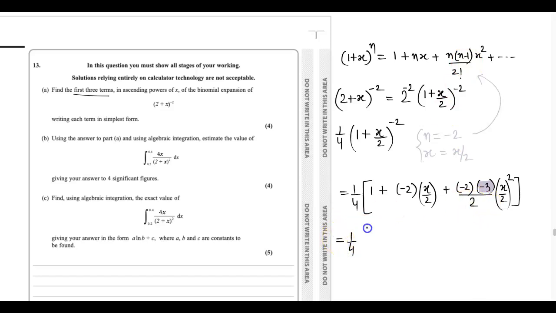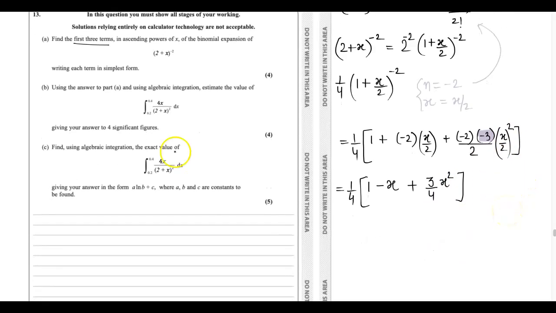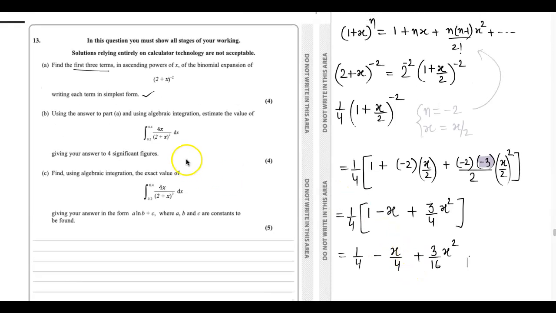A quarter, 1. So that gives us minus x. And if we simplify that, it will give us a positive 3/4 of x squared. Any problem? So this is what our expansion is. And in simplest form, just let's multiply that. So it's going to be a quarter, take away a quarter of x plus 3/16 of x squared, right? Okay, so this is what our answer for A part is, and we've got 4 marks there.